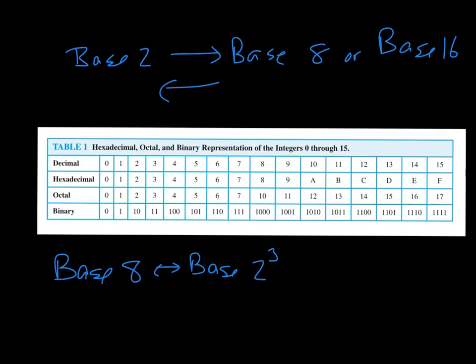And similarly, base 16, that's really the same thing as saying base 2 to the 4th. So that 4 is going to be important because it's going to tell us how to group together binary numbers when we convert to base 16. So let's go ahead and do that. Let's do this one first, and then we'll do this one.